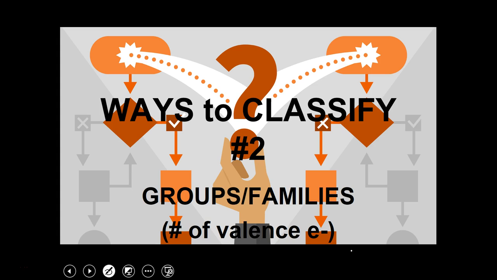Another way we classify is by looking at the groups. Remember, groups go up and down, and this is going to tell us how many valence electrons they have. So we can classify whether it's going to gain or lose, or how many it has. For example, group 1 has 1 electron. Group 2 has 2 electrons, etc.